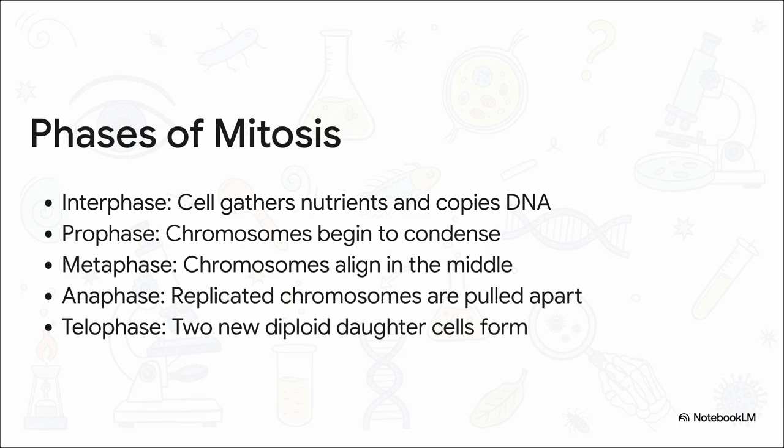You can literally watch the cell cycle unfold across its dynamic phases. It starts with interphase, where the parent cell is gathering nutrients and copying its DNA. Then prophase hits, and the chromosomes condense. In metaphase, they line up perfectly right down the middle. Anaphase dramatically pulls those replicated chromosomes apart to opposite sides. And finally, telophase pinches everything off to form two brand new functioning diploid daughter cells. Like I said, the engine of all biological growth.